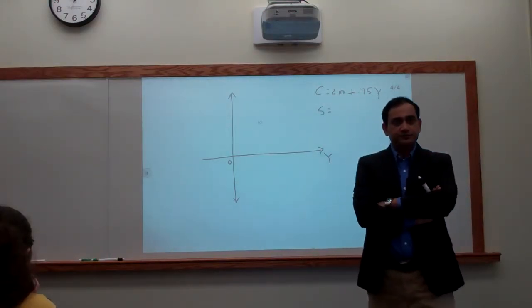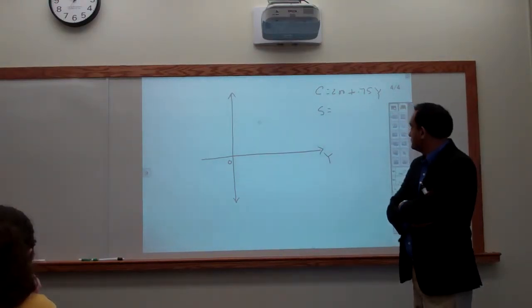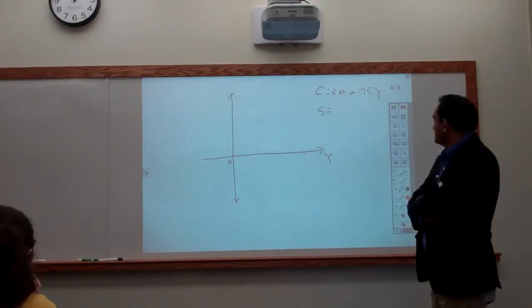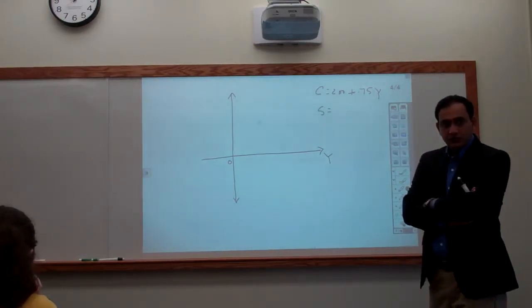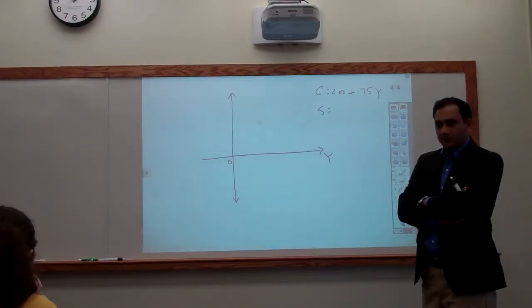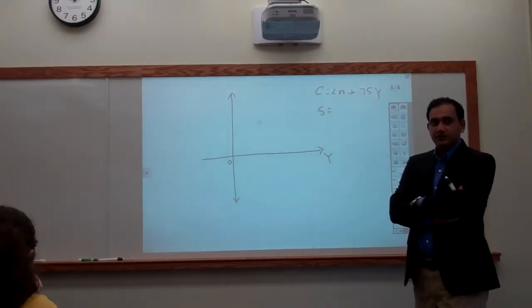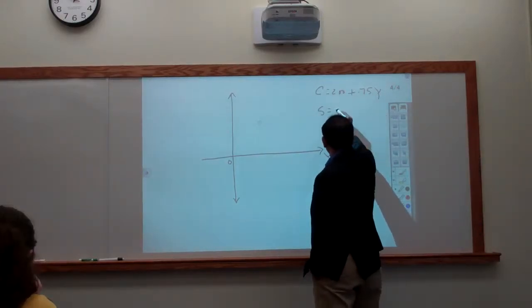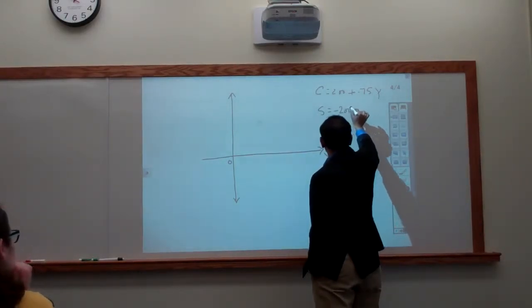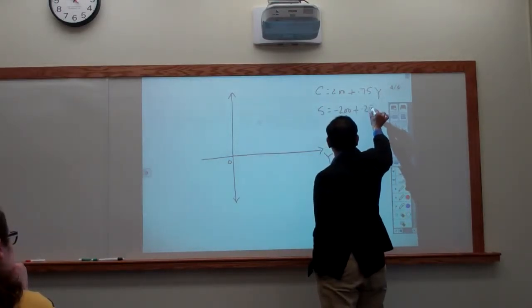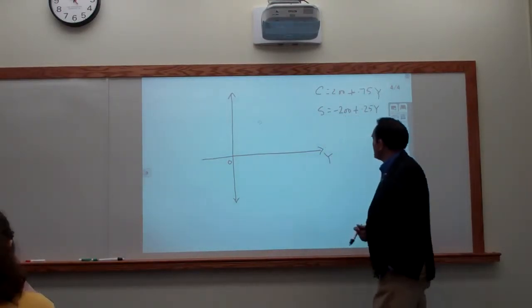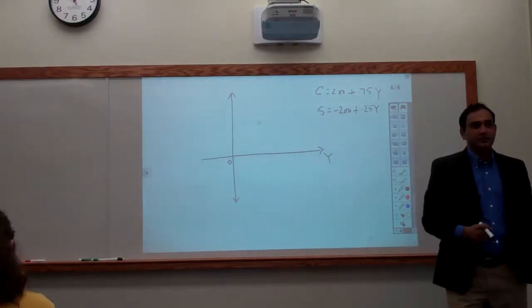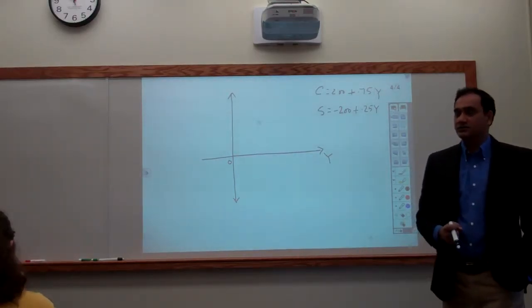Minus 200 plus 0.15y. No? You're close, I think. Oh, 25. That's correct, sorry. You're right, I was just mixing up numbers. So minus 200 plus 0.25y. What is minus 200 here in the savings function? What does it tell us?